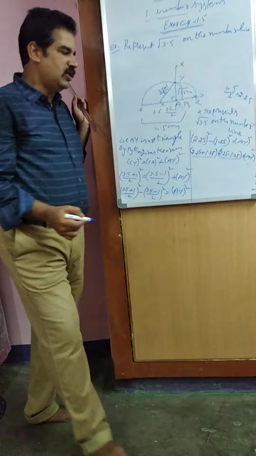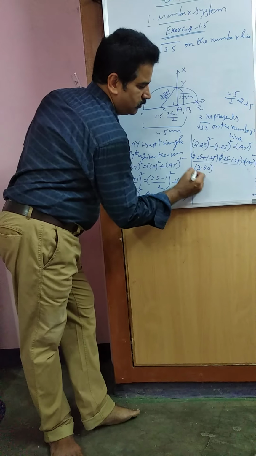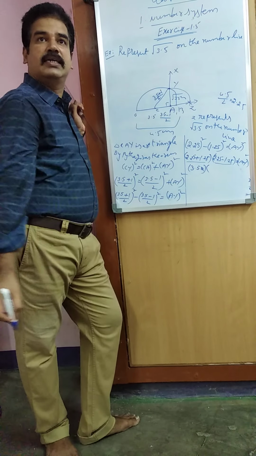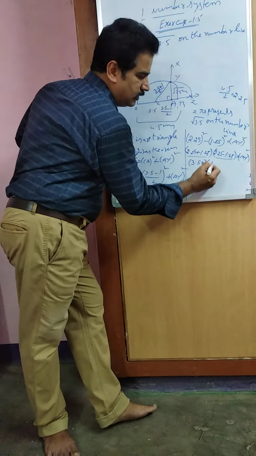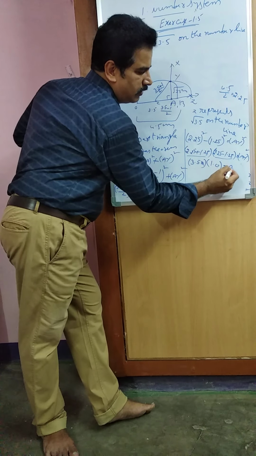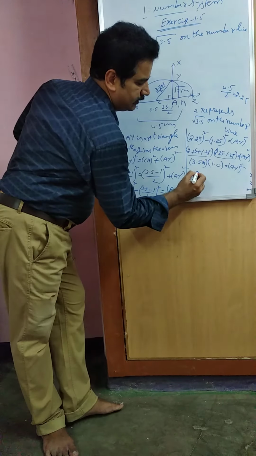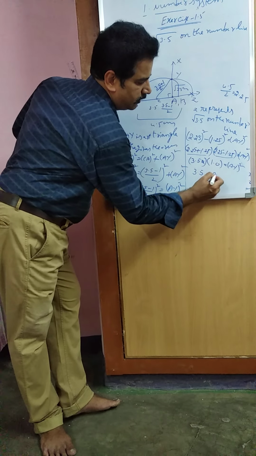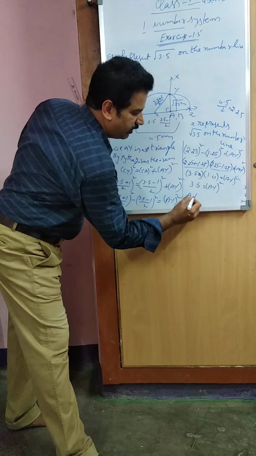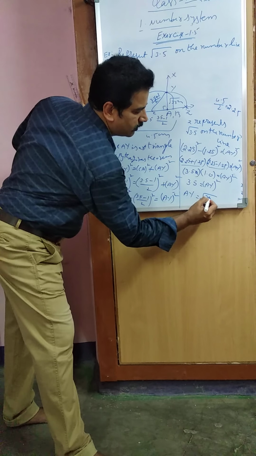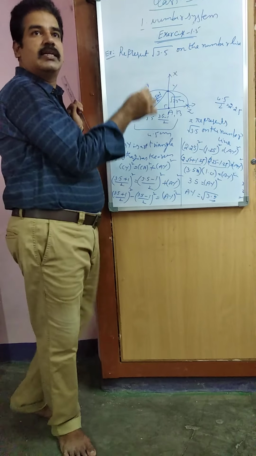2.25 plus 1.25 means how much? 3.5 only. 2.25 minus 1.25 means 1 only. So 3.5 into 1 means we get 3.5 only. 3.5 is equal to AY whole square. Hence AY is equal to root 3.5 units. That's why this AY length is root 3.5 units.